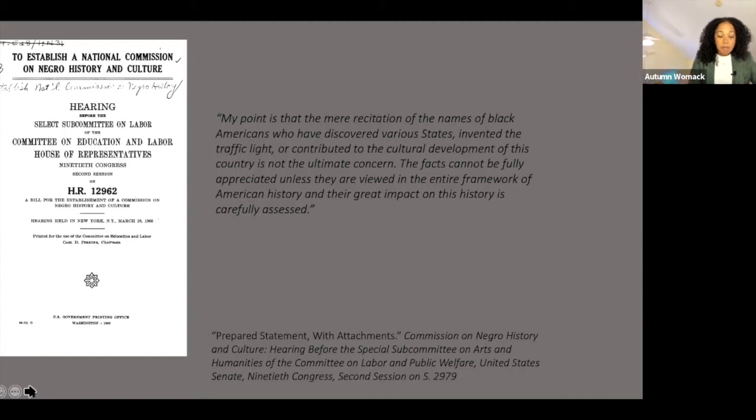He warned, "My point is that the mere recitation of the names of Black Americans who have discovered various states, invented the traffic light, or contributed to the cultural development of this country is not the ultimate concern. The facts cannot be fully appreciated unless they are viewed in the entire framework of American history, and their great impact on this history is carefully assessed." While the hearing called for the collection of more research, Bailey rejected the idea that evidence alone could activate policy shifts. Underscored by its refusal to distinguish research from activism, Bailey's testimony makes a national call for a mode of Black study that is committed to what he calls the efforts to restructure the fabric of urban society.